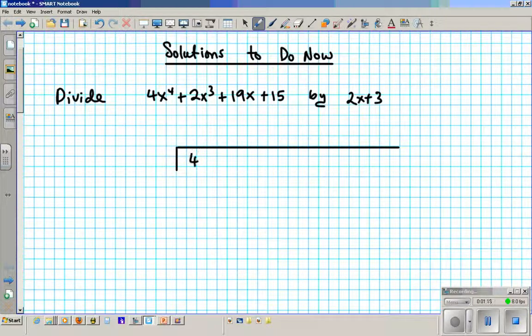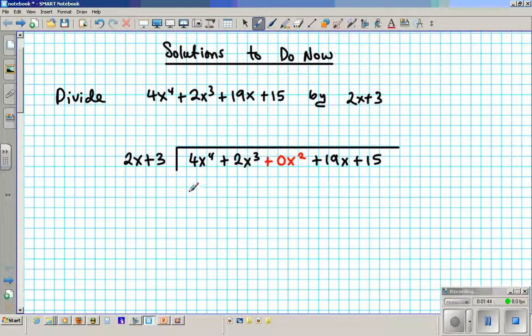So we write 4x to the fourth plus 2x to the third. We are missing the second degree term, so we put plus 0x squared. Okay, do not forget the missing term. Plus 19x plus 15. And we're dividing that by 2x plus 3.